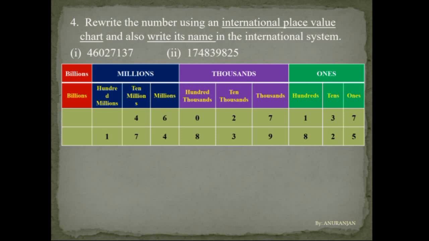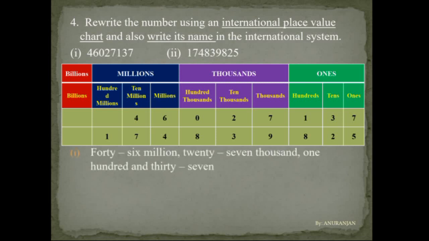Here you can take the help of this place value chart to write the numbers, but every time you will not have access to the place value chart, so you have to memorize it. Here you can see 4 and 6 lie in the millions category, so you can say 46 million. Then in the thousands category we have 0 2 7, that means 27,000, then 137. So 46 million 27,137 is the answer.